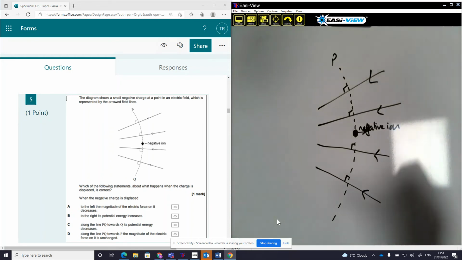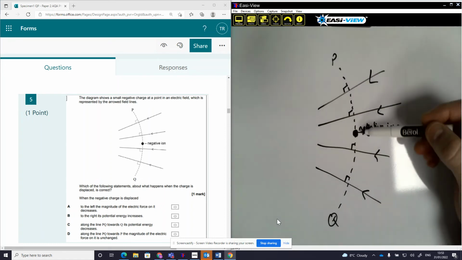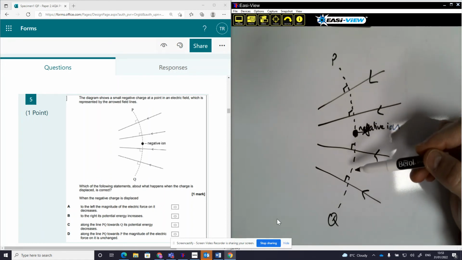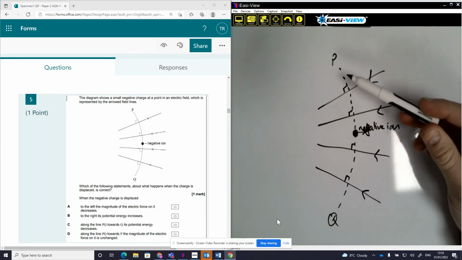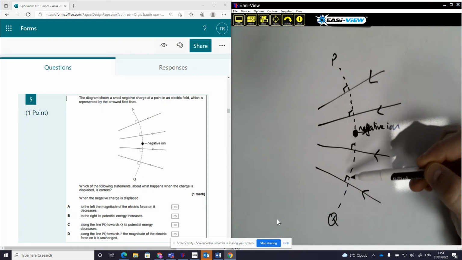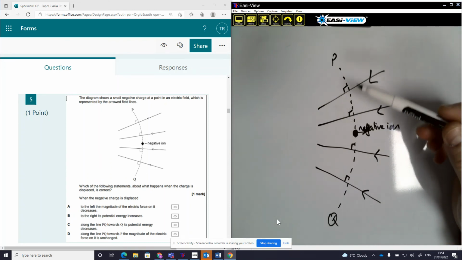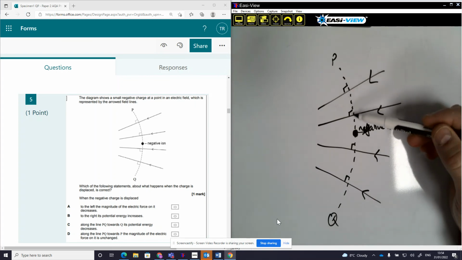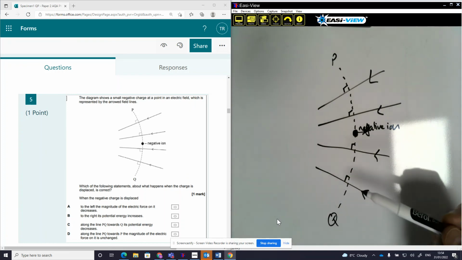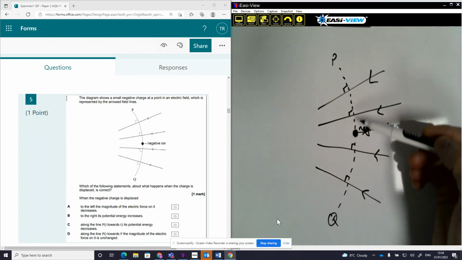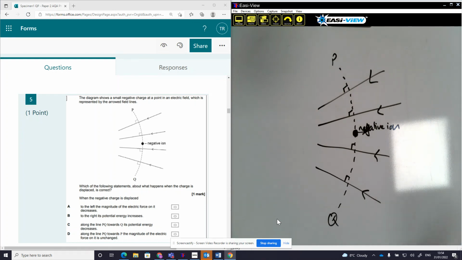Along the line PQ, and I haven't put the Q on, along the line PQ, it's an equipotential. So potential energy decreases? No, its potential energy will stay the same. And then the final one, which hopefully is correct: along the line PQ, the magnitude of the electric force is unchanged. Well, along this line, if it's drawn carefully and you can have a look, the spacing of the field lines does not change. On the actual diagram, you could measure it, that spacing does not change. So D is the best correct answer.